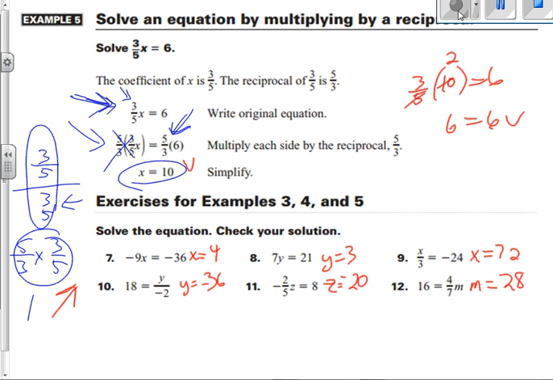For number 7, we have that x is equal to 4. If I plug that in, 9 times 4 is 36. Negative times a positive is a negative, so it is negative 36. If I look at number 8, y is equal to 3. If I plug that in, 7 times 3 is 21. If I look at number 9, x is 72. 72 divided by 3 is 24, and it looks like I have forgotten a negative sign. It's got to be negative 72. That would give me a negative 24.